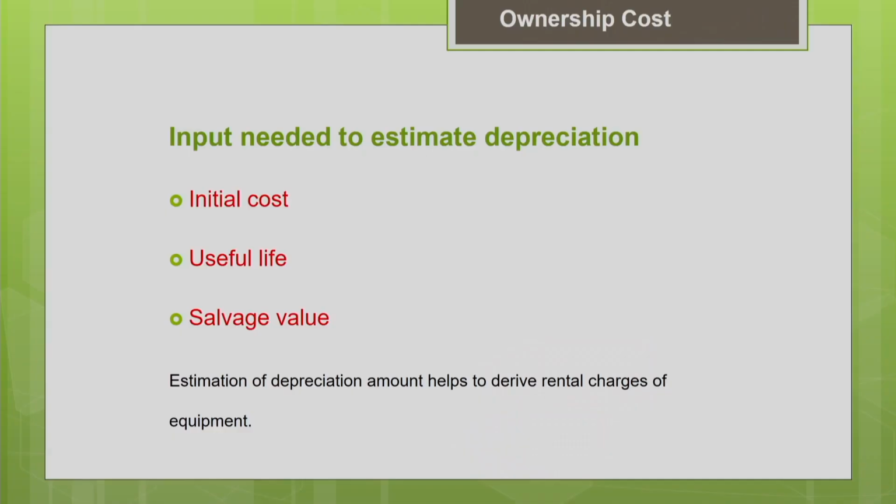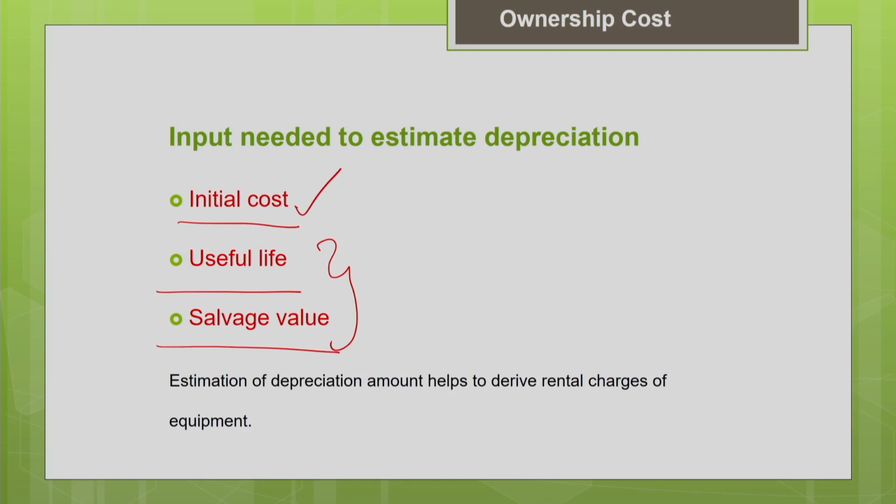So what are all the inputs needed to estimate the depreciation? The important ones are your initial cost, your useful life and the salvage value. If you have these three important inputs, then you can estimate the depreciation. Initial cost you can know accurately and get the information easily. But these two are a little bit uncertain, because how long the machine is going to be useful, and at what point you are going to scrap your machine, depends upon your usage of the machine and the project condition.